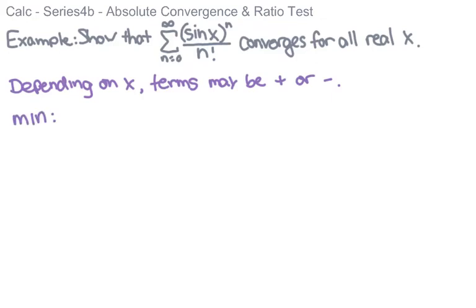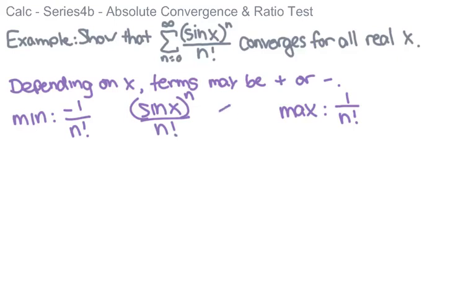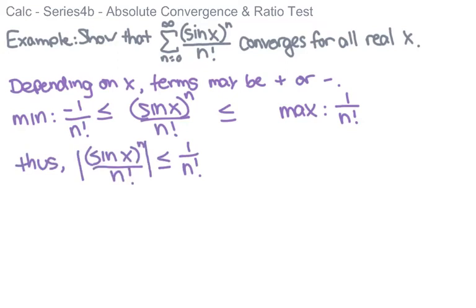First, let's think about what the min would be. The min of this entire series. Okay, in general, because sine bounces between -1 and 1, that means the minimum of this entire series, just thinking about the numerator, would be -1, and then for the denominator, we would just leave that as n factorial. Now the max, well, that would just be the opposite, so that would be 1 over n factorial. That means sine x to the n over n factorial is going to be in between these values. And that min and max gives us this absolute inequality. So we have the absolute value of the series is less than or equal to 1 over n factorial.